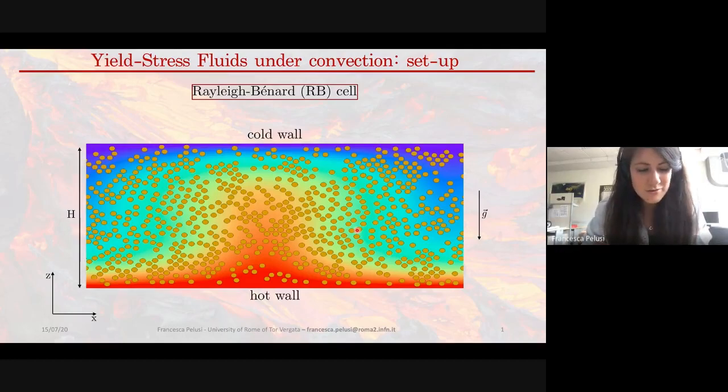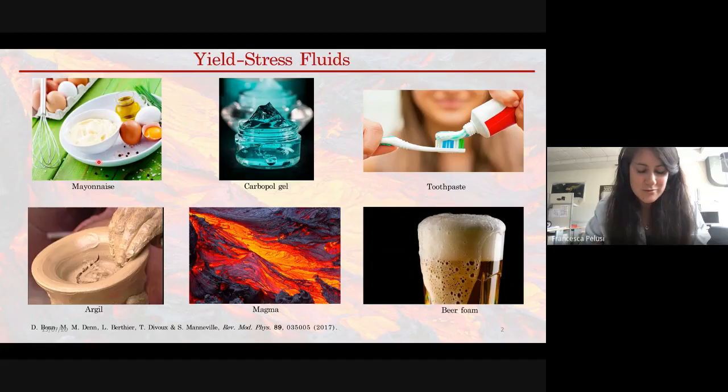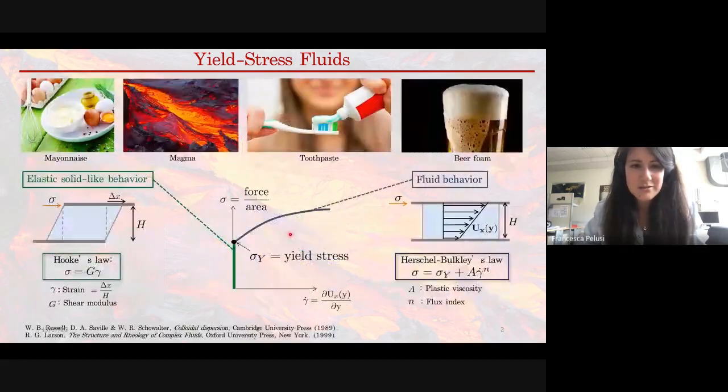But in order to show you the heat properties of this emulsion, I need to spend just a few words on the rheology of the system. So first of all, emulsions, which are typically composed of micrometric droplets of oil dispersed in water, are part of a wide class of materials called yield stress fluids. Here, as examples, I show you mayonnaise, magma, the foam of a beer, that are all examples that you can find in your ordinary life. But even if these systems are very different from each other, they have in common the possibility to behave both in an elastic and in a viscous way.